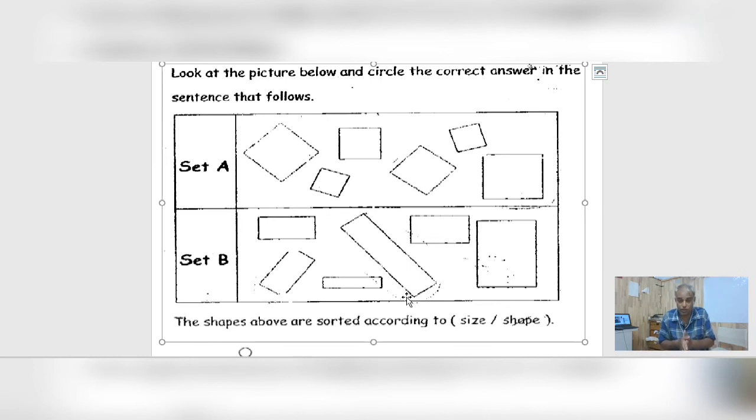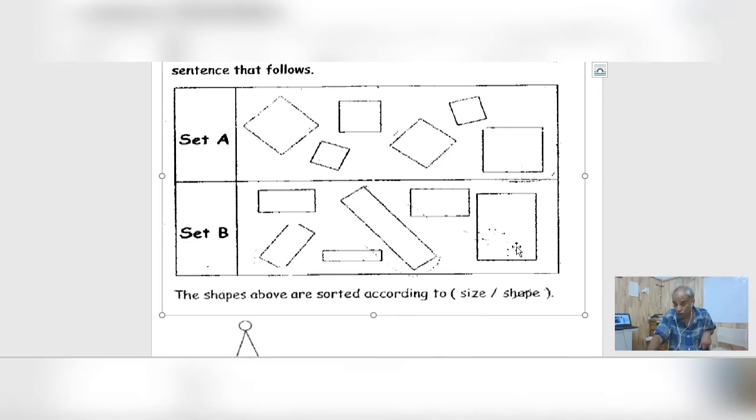What you are going to do is understand the shapes. There are rectangles and there are squares, and these are the rectangles, right? So this is about the shape. Set A has all the squares, set B has all the rectangles, right? So this is what you are going to do. Though this shape is bigger than this, of course I'm not talking about the size, right? I'm talking about the shapes.